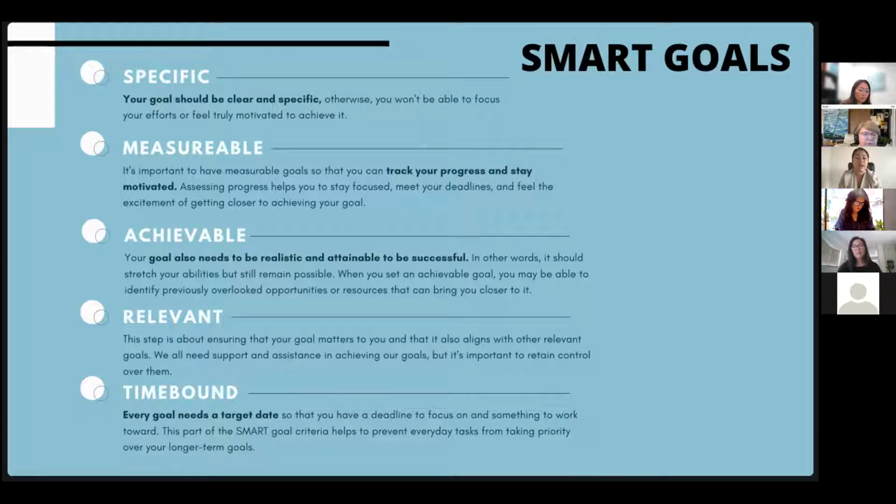Next, it needs to be relevant. So this step is about ensuring that the goal matters to you and that it aligns with other relevant goals that you've set for your business. We all need support and assistance in achieving our goals, but it's important to retain control over them.